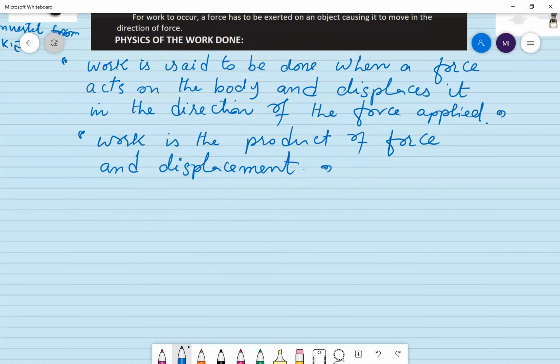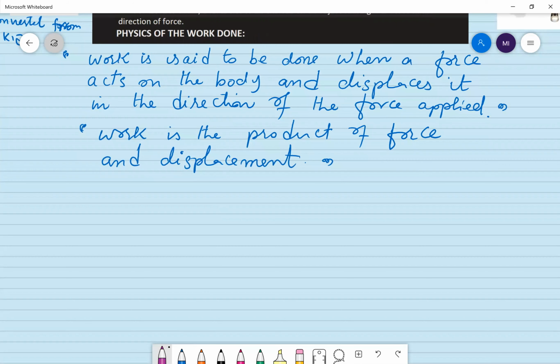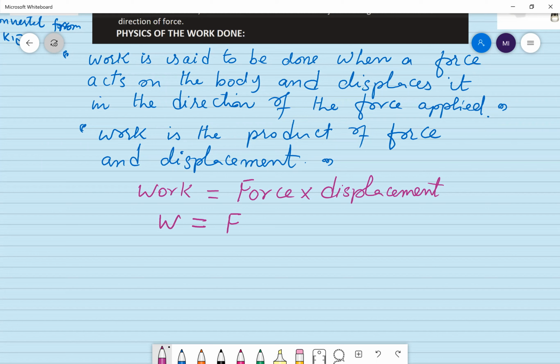Mathematically, we can write that work equals force times displacement. Or we can write that work equals F into S, where F is the force applied and S is the distance moved by the object.